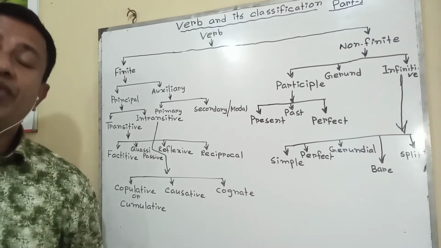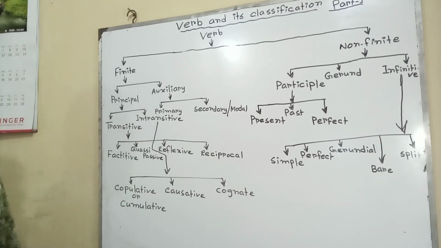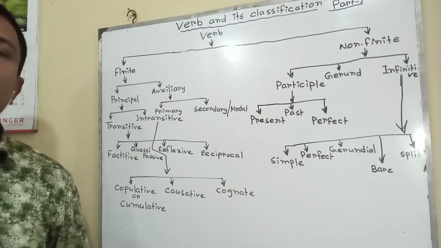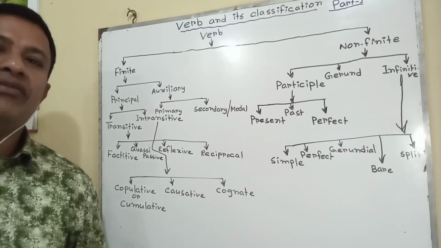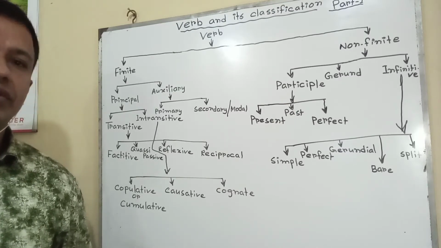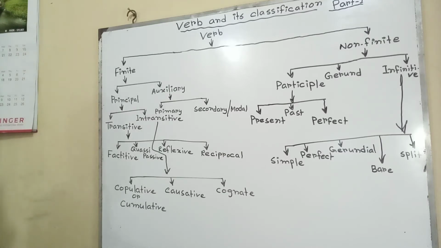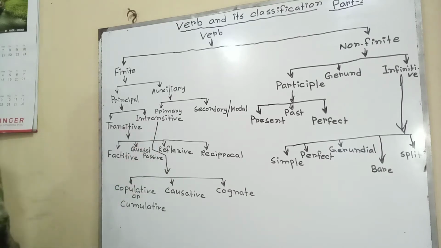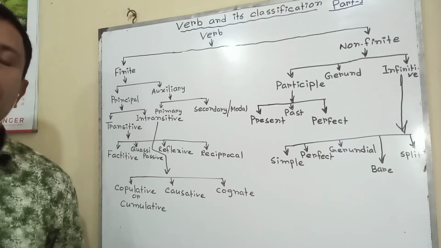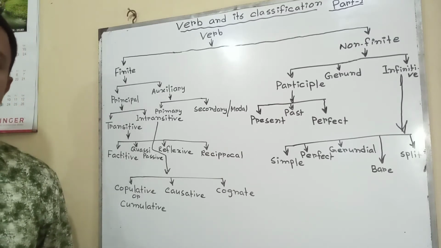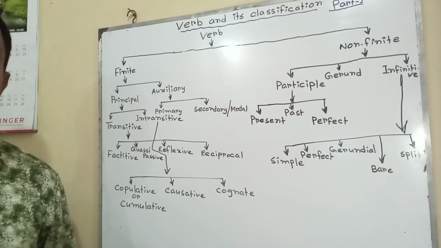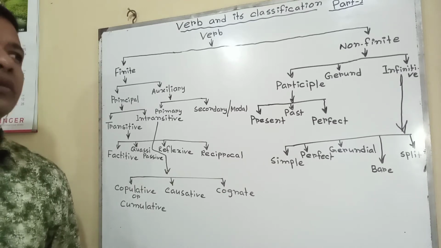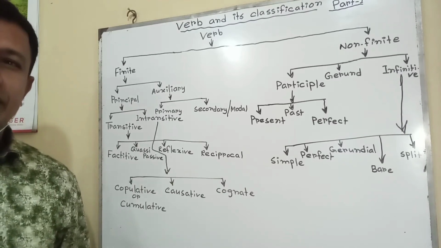Auxiliary verb: the verb which helps the principal verb to make the sentence meaningful is called auxiliary. We know that am, is, are, was, were, have, has, had, can, could, may, might, shall, should, will, would, must, these types of words. Principal verb is categorized into two types: transitive and intransitive. The verb which has an object is called a transitive verb. I have discussed earlier: if we ask the verb with what and who, then we get an answer. The answer is called the object.